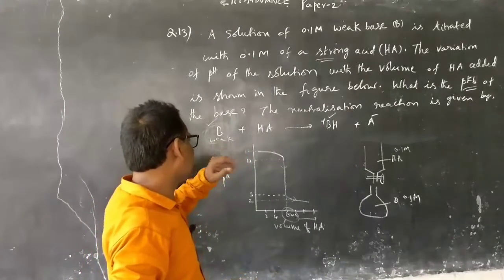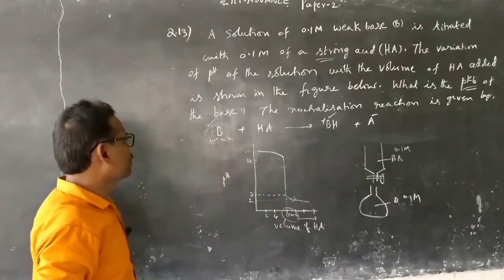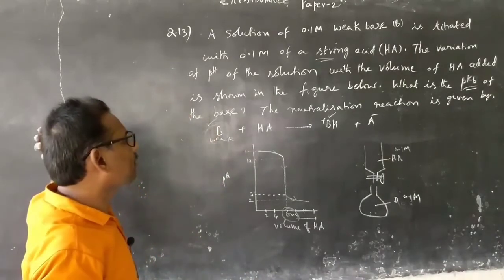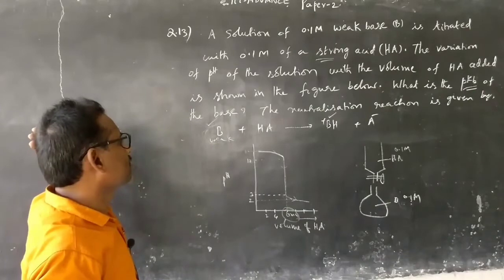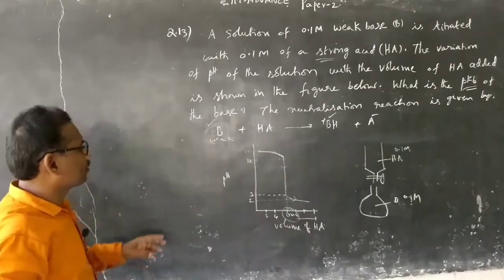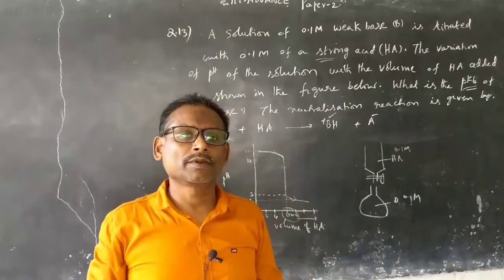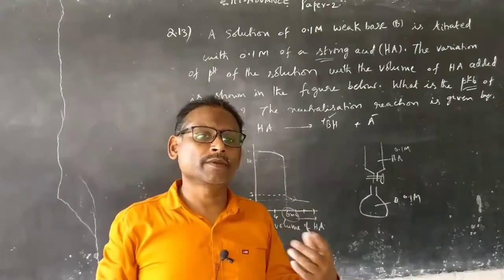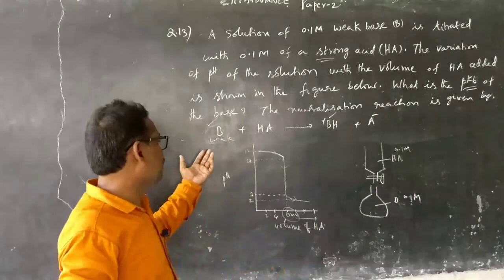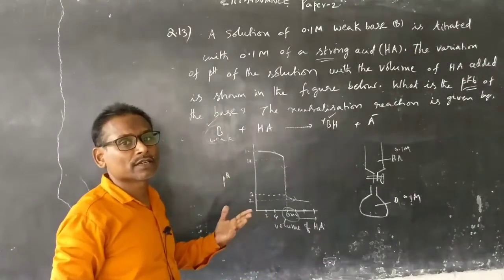So the pKb of this weak base, normally we can obtain by using the Henderson equation. The Henderson equation is about how to find the pH of a buffer, an acidic buffer or a basic buffer. So here we can consider the situation of a basic buffer.